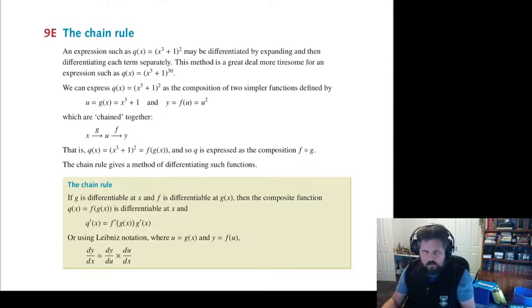Cool, let's get stuck into it. We are talking about the chain rule, exercise 9E. You'll find this on page 375 of your textbooks.